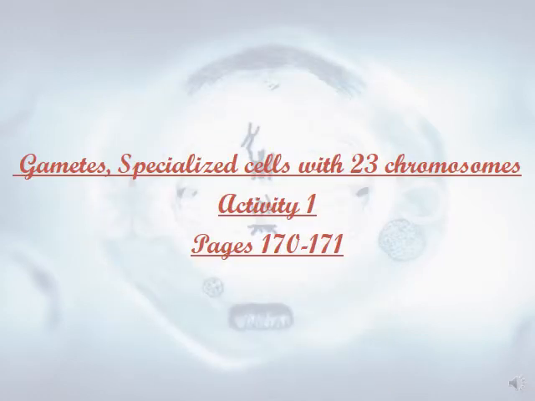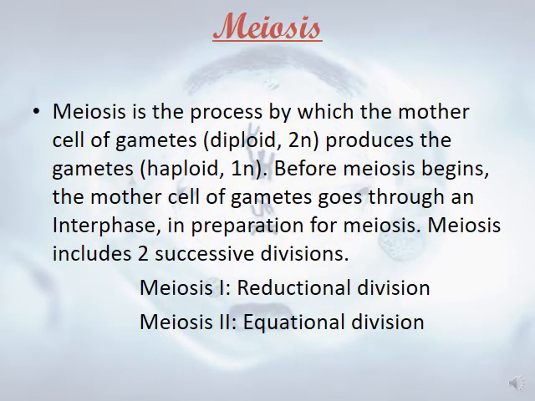Okay, let's move to gametes, specialized cells with 23 chromosomes, activity 1, pages 170 and 171. Let's move now to meiosis. Mitosis is the process by which the somatic cells divide; here in meiosis, we have the mother cell of the gametes, diploid 2N, producing the gametes, haploid 1N.